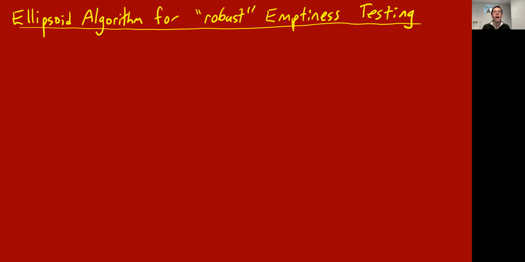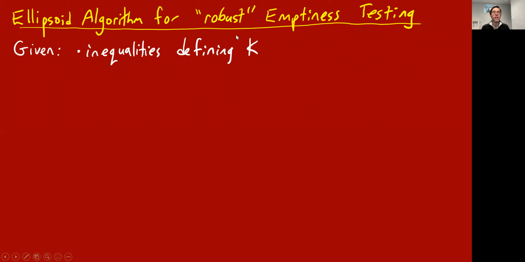So now we've reduced to the problem that the ellipsoid algorithm truly solves, which is the robust emptiness testing problem. So let me give it to you in full detail here. Given for the ellipsoid algorithm is the following. The input is a bunch of inequalities defining a polytope K. Think of this as just like the Ax equals b kinds of inequalities.